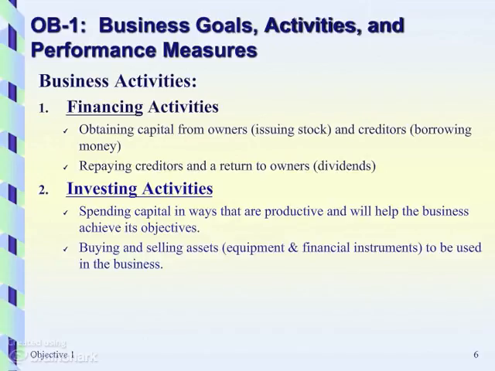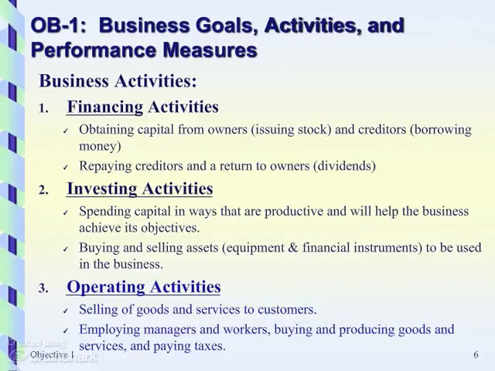The second type of business activity are investing activities. Investing activities are those such as spending the capital in ways that are productive and will help the business achieve its objectives. And then secondly, buying and selling assets such as equipment and financial instruments that are used in the business. So for instance, a capital investment would be when a business purchases a new manufacturing line in order to maybe make itself more productive. That would be an investment or an investing activity.